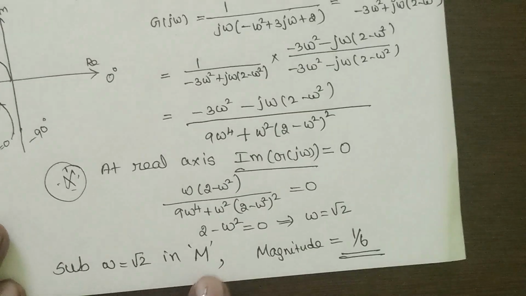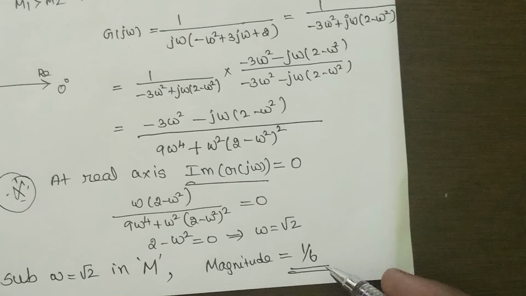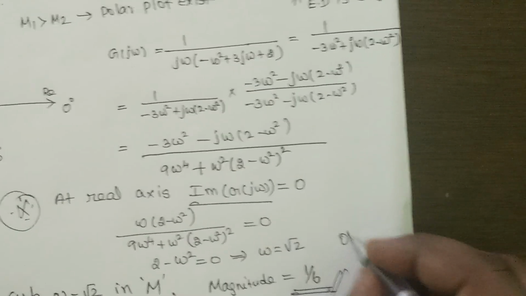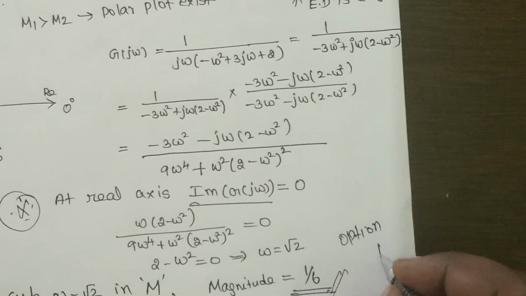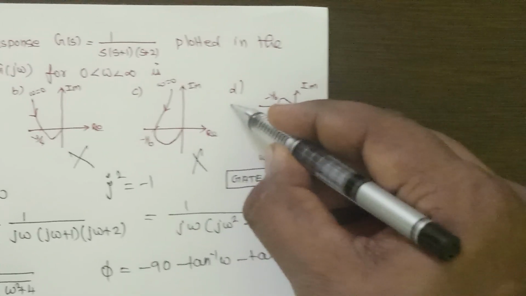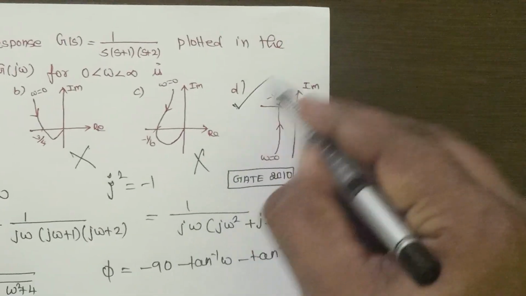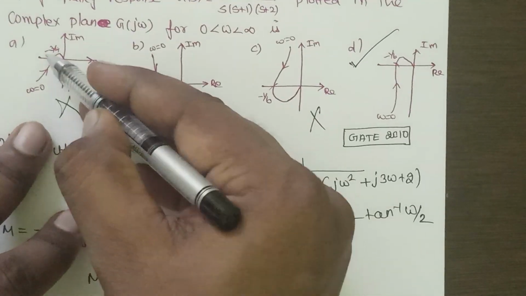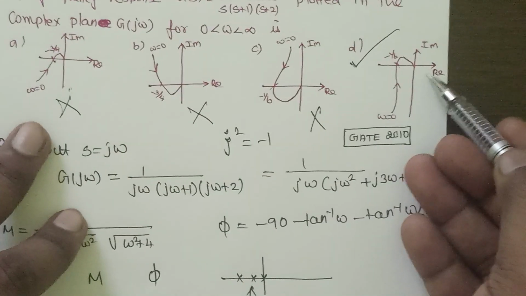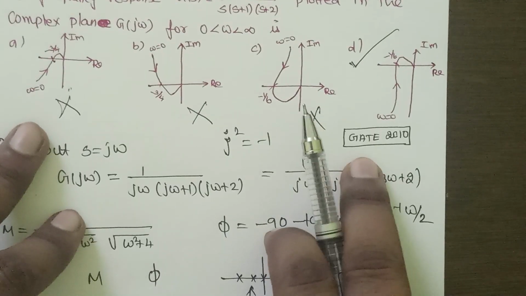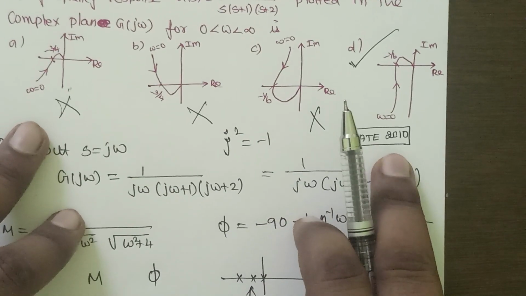Substitute omega equal to root 2 in the magnitude formula, and we get the magnitude value as 1 by 6. So the correct option is option D. Option A, where the crossover point is minus 3 by 4, is not applicable. This question was previously asked in GATE 2010.